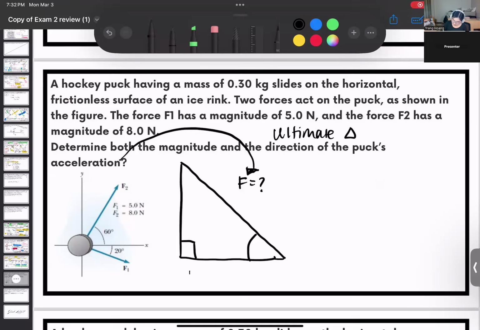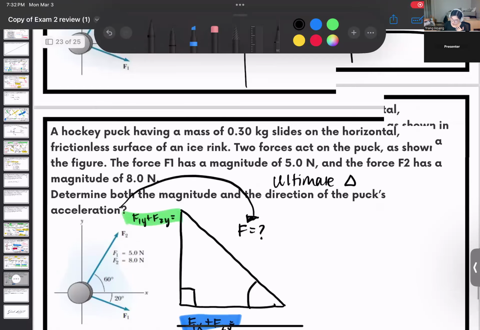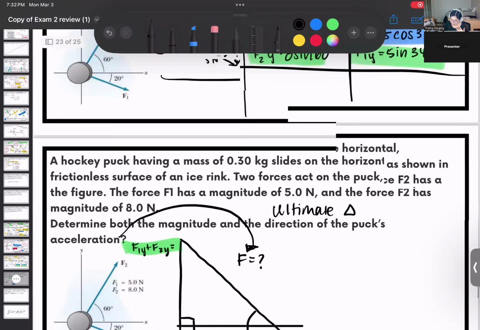So that means this is going to be F1x plus F2x. This is going to be F1y plus F2y. So this is going to be this, okay? That's where I'm getting the numbers. I want y'all to see where I'm getting it from. Like I'm not pulling it from thin air.